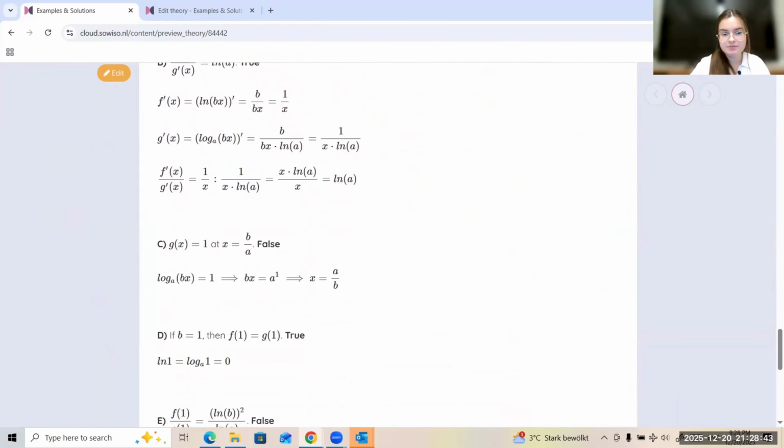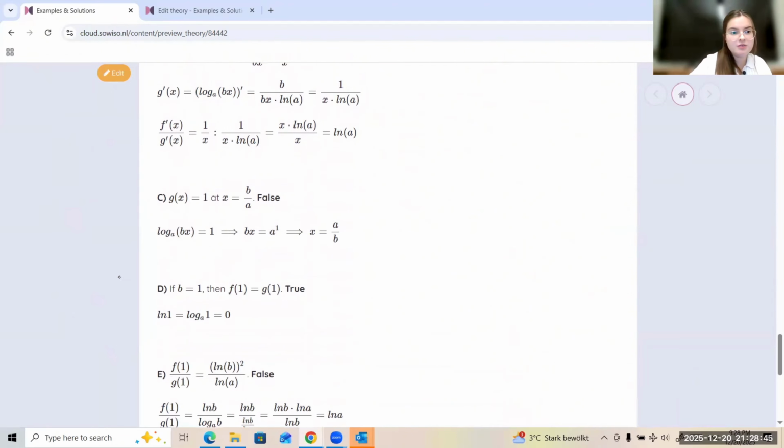Then for statement C, it's again knowing the rules of logarithms. So you have the function g of x, and it's equal to 1 at a particular x value you're trying to find. So you say, okay, using the logarithmic properties, a to the power of 1 should be equal to bx, and then you solve for x. So you put b to the other side, you do a over b, and therefore you can see that it's false. It should be the other way around. So these little details matter, because if you overlook it, a over b, b over a, it's really easy to get confused, especially if you're in a rush, you might lose a point, and we don't want to do that, right?